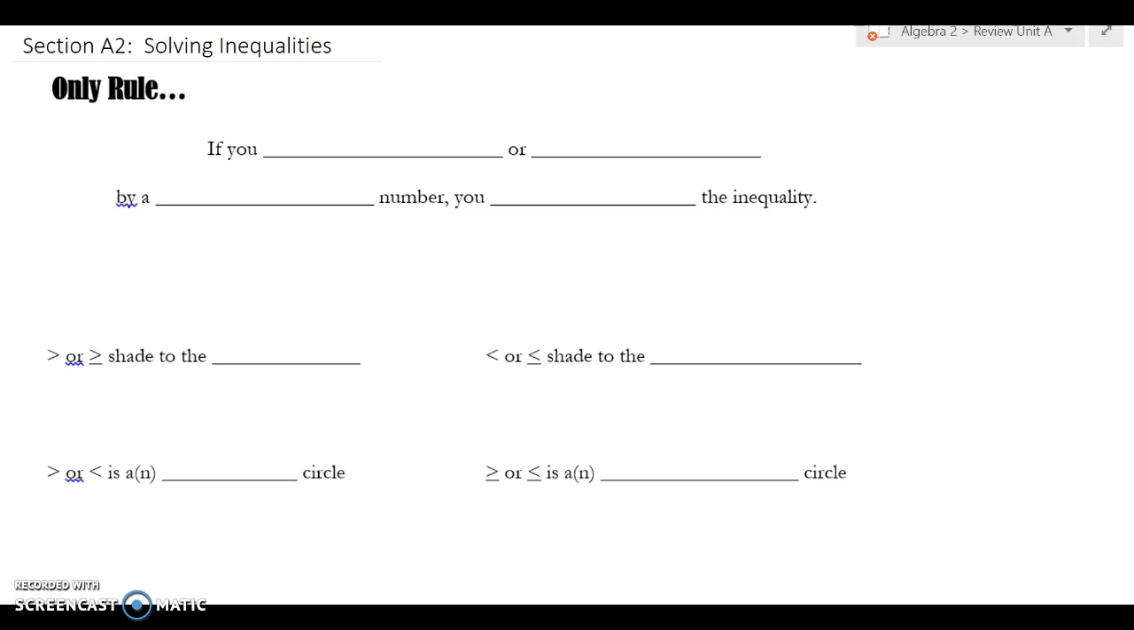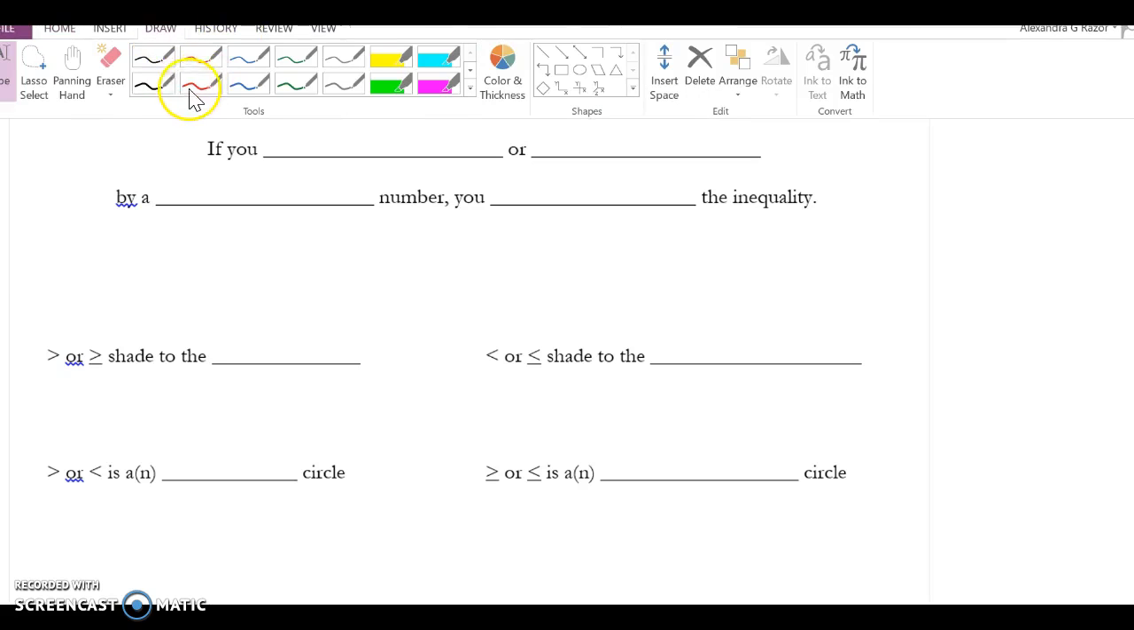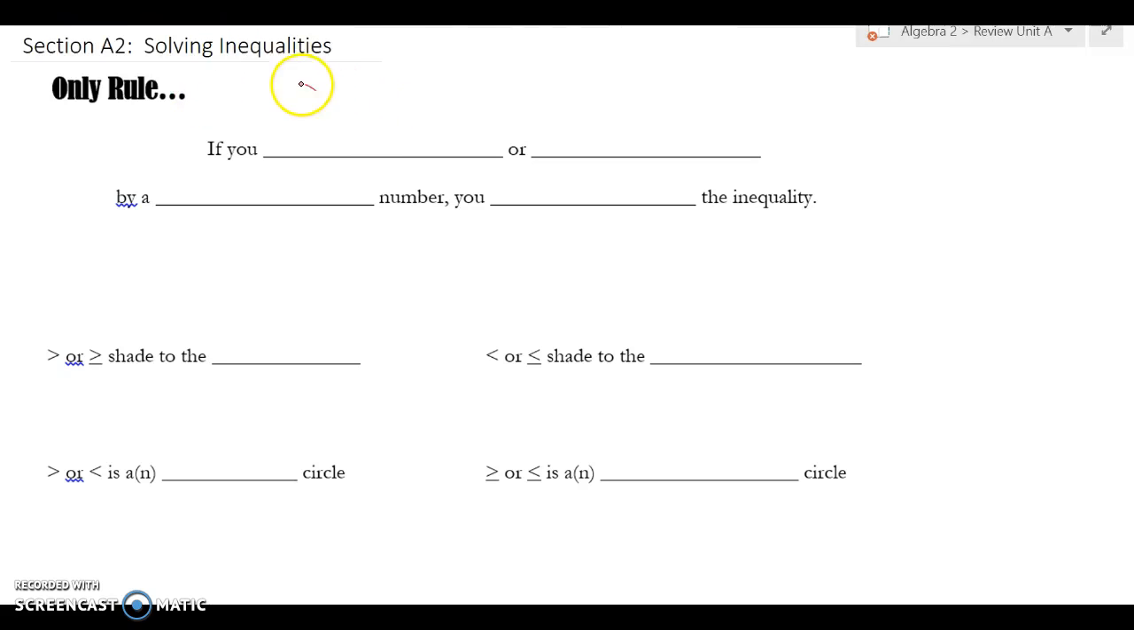All right, so this video is just to take you through solving inequalities. What's nice about solving inequality is really there's only one rule. I'm going to kind of get the pen going. I'm going to kind of bubble this in. This is what you have to remember.